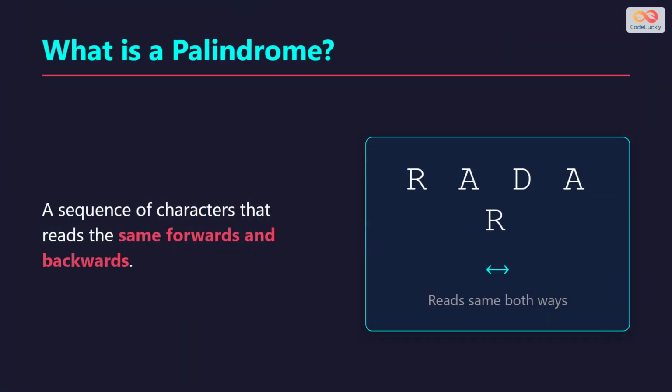First, let's make sure we are on the same page about palindromes. A palindrome is simply a string that reads exactly the same forwards and backwards. For example, the word radar. If you reverse it, you still get radar.